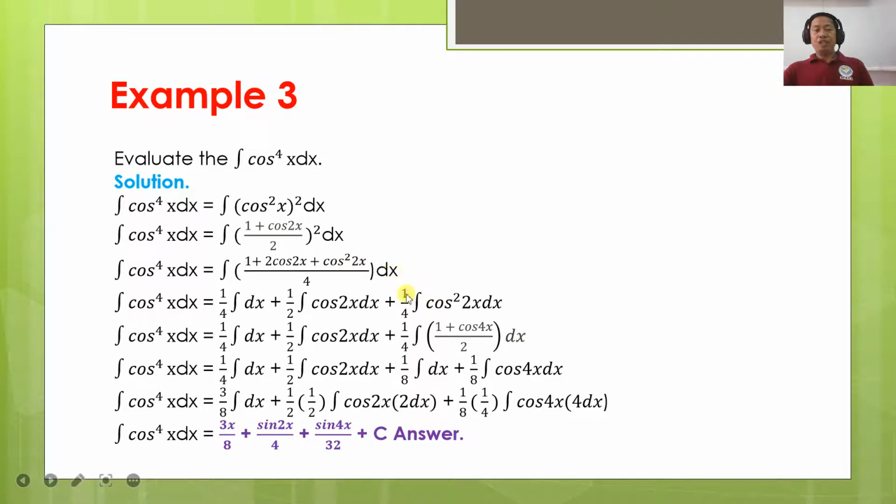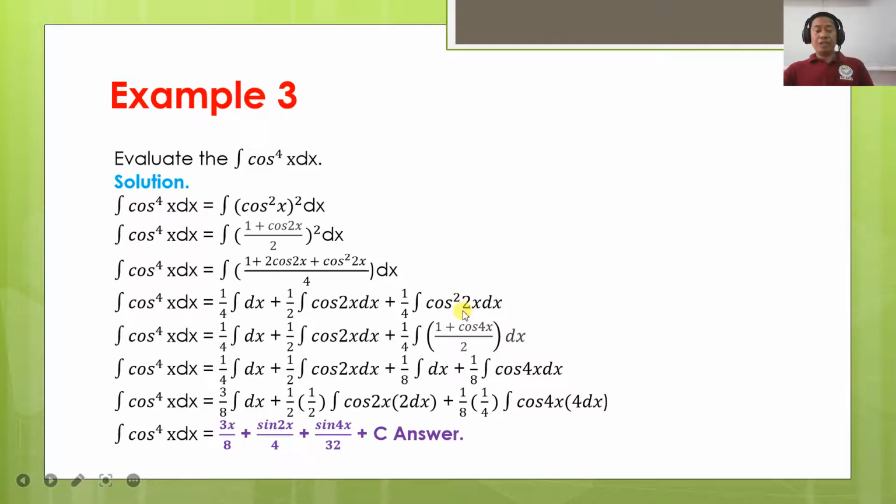Then, pwede na natin siyang i-integrate isa-isa. We have 1/4 integral of dx plus 1/2 times the integral of cosine 2x dx plus 1/4 times the integral of cosine squared 2x. By the way, itong naunang dalawa, pwede na itong i-integrate, no? Pwede na sana nating sagutan, pero yung kasing nasa dulo, yung integral of cosine squared 2x dx, di pa pwede yan ma-integrate kasi naka-raise to 2 pa siya. So, gagamit tayo ng another identity.